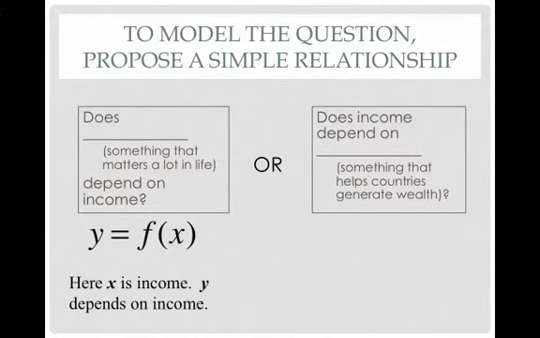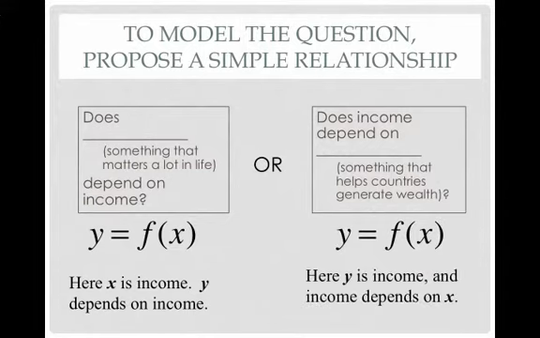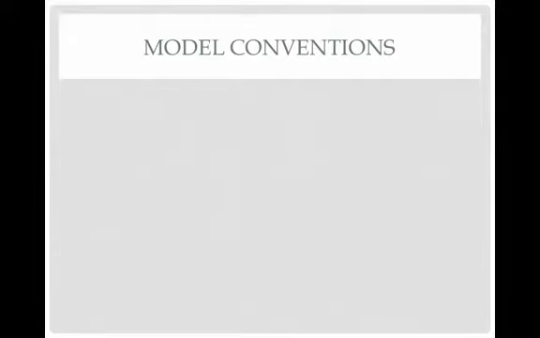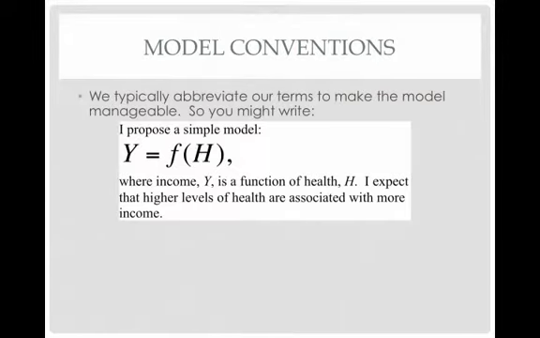Okay, the other one is, does income depend on something that helps countries generate wealth? So you'd have the same setup. y is a function of x. In this case, y is income, and x is going to be, let's say, human capital is what determines income. Okay, so what are the model conventions? How do you write this up? Okay, you can use this language.